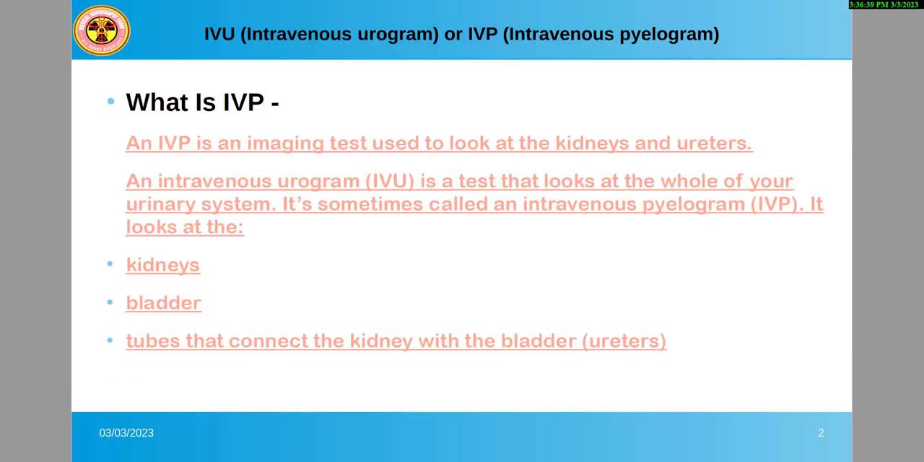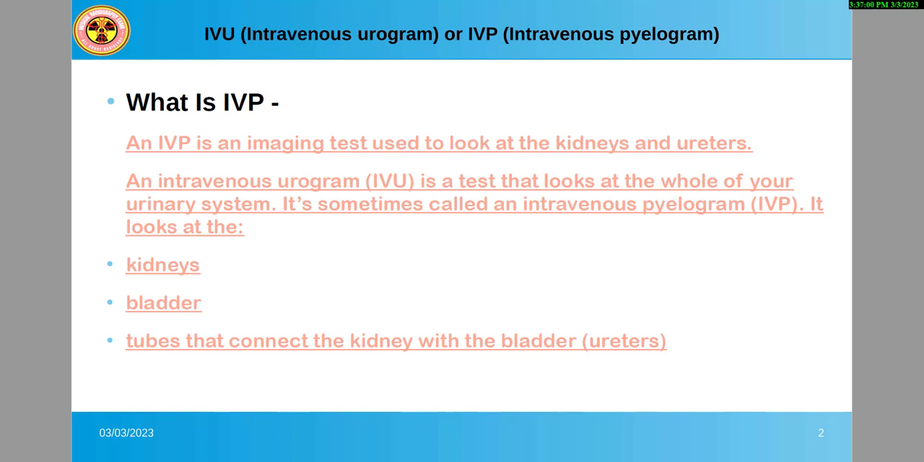IVU, Intravenous Urogram, or IVP, Intravenous Pyelogram. What is IVP? An IVP is an imaging test used to look at the kidneys and ureters. An intravenous urogram, IVU, is a test that looks at the whole of your urinary system. It's sometimes called an intravenous pyelogram, IVP.